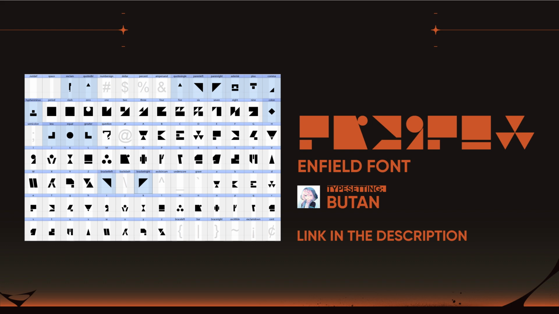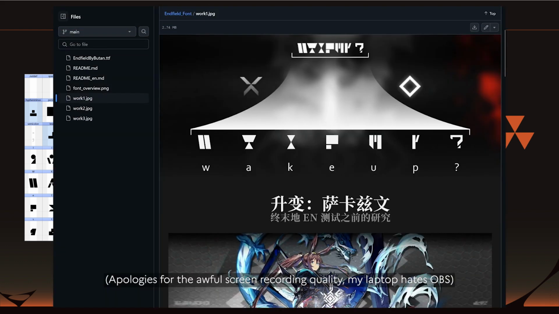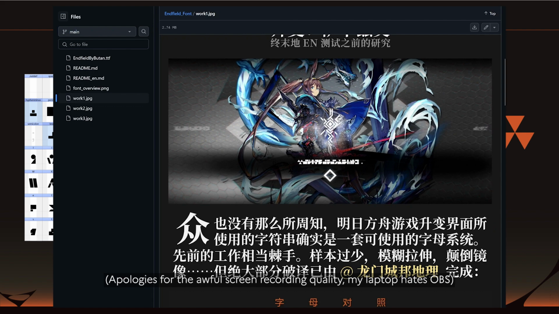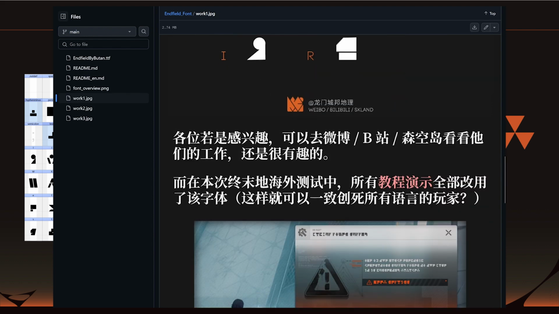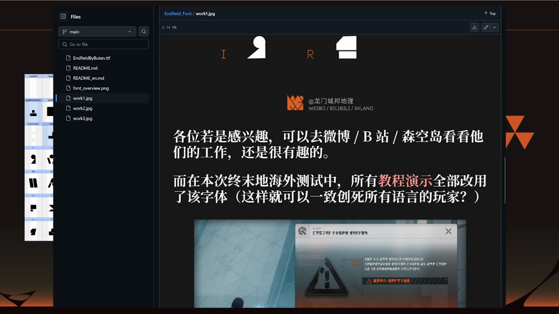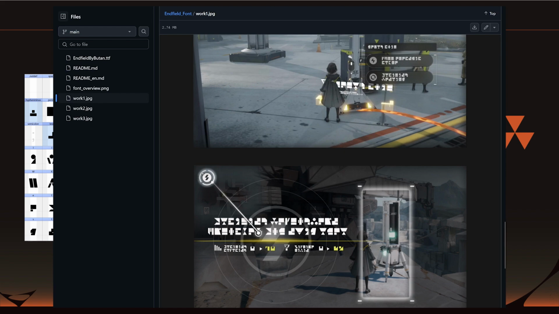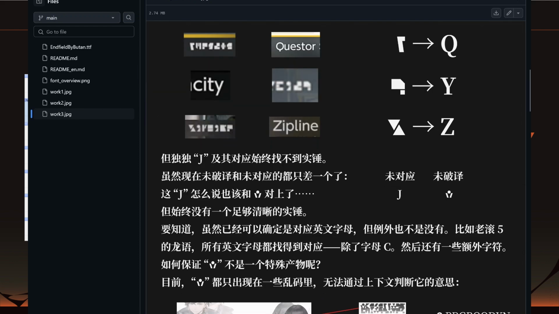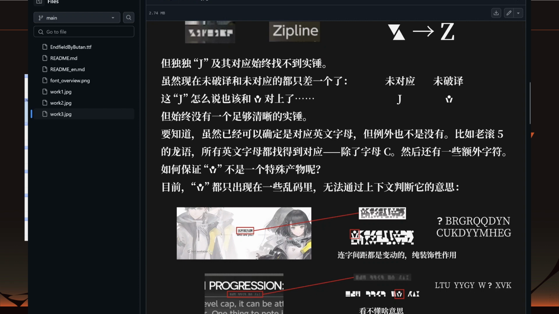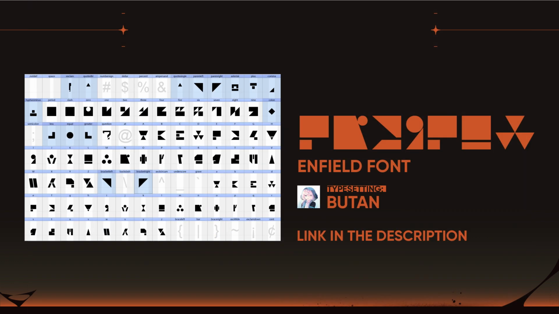Not only does he include the files for the actual font on the GitHub, he also includes a couple of images detailing the process of translating the Sarkaz letters from the Endfield technical test to the actual Latin alphabet letters as well as the Arabic numbers. So if you want a little bit more information on how they actually went about translating the Sarkaz script, you can take a look at the process that he provides there, although they are in Chinese, so you will have to translate them if you can't read Chinese.